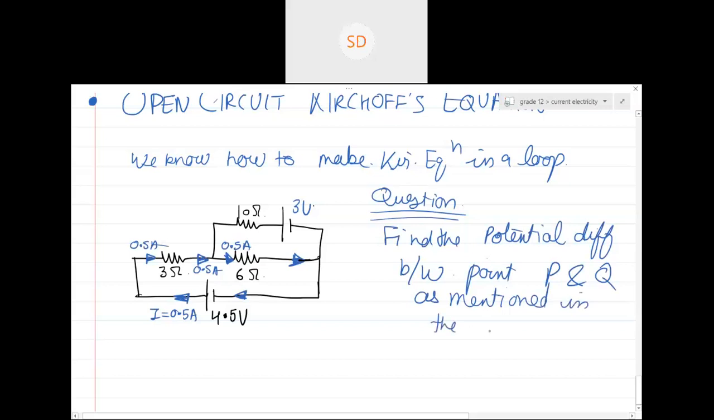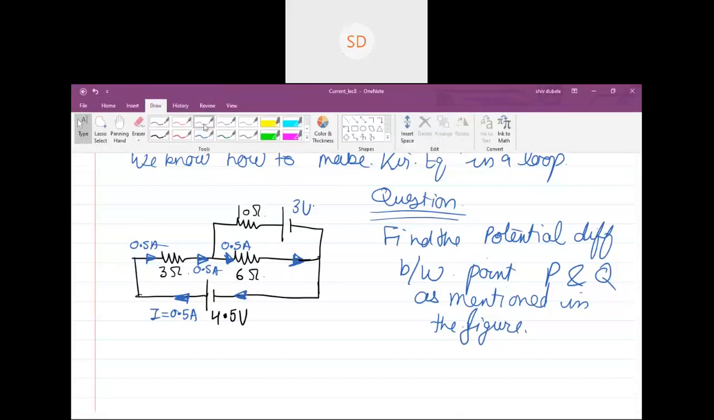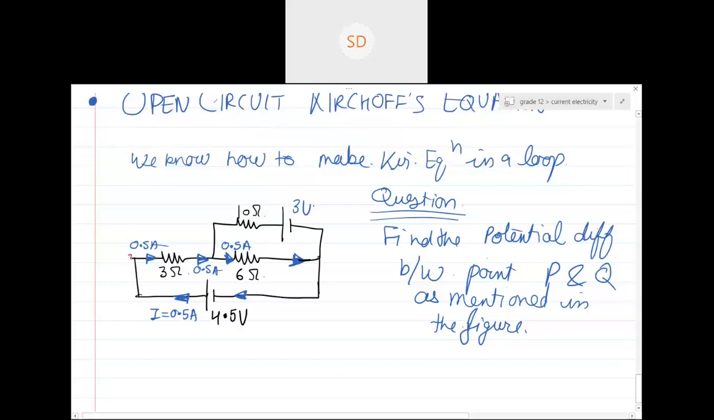Yes, we are taking one question from what we did already. I'm teaching how to make the open circuit Kirchhoff's equation as mentioned in the figure. So this is your point X, and let's say this is your point Y. Can you see the point Y? I'll provide different colors for that. This is your point X, and this is your point Y.